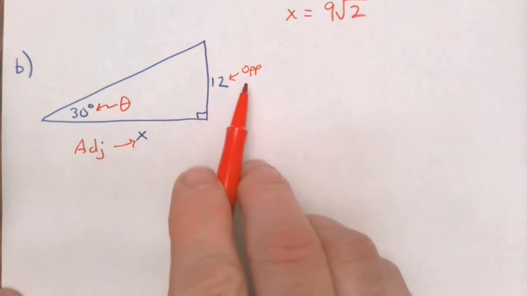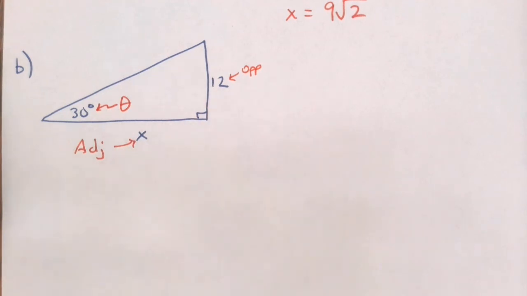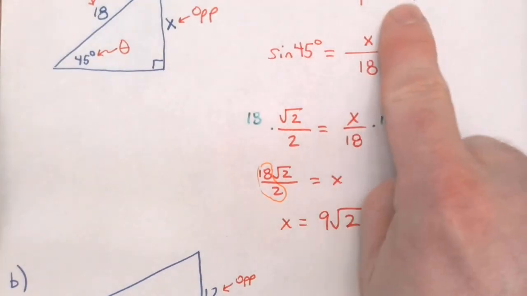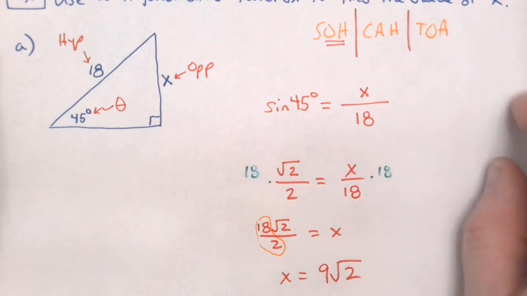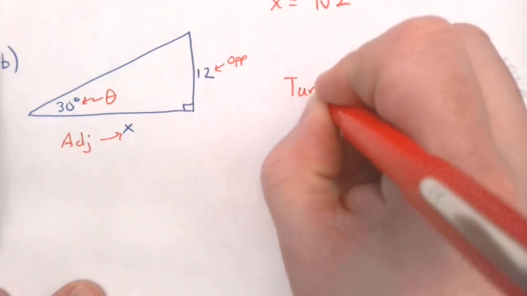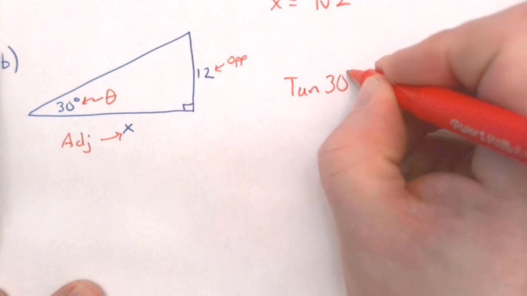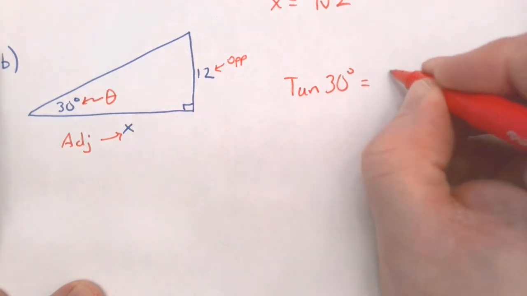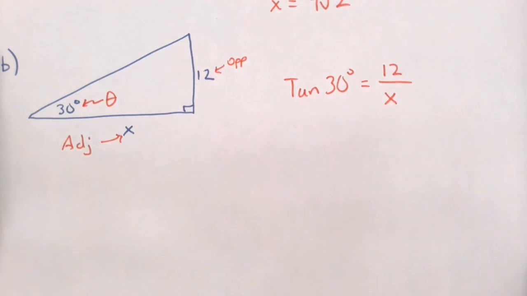So I want to take a look at O and A and figure out what trig function goes with O and A. If I look at those last two letters, O and A go with tangent. So this is going to be a tangent equation this time. So my equation is that the tangent of our angle theta is equal to opposite over adjacent. So there's the equation that we can use with a trigonometric function to find our value for x.